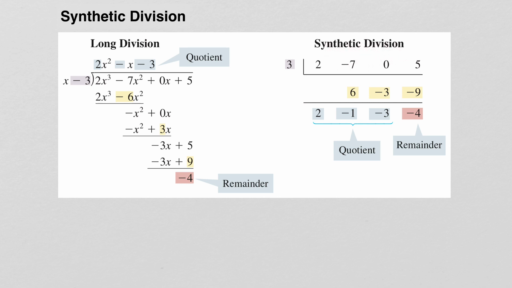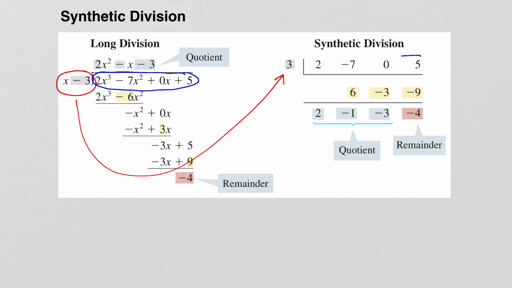Now, to set up a synthetic division problem, the first thing to notice is that when dividing by x minus 3, we're going to represent that with a positive 3 over here. And then the coefficients of your dividend here, which are 2, negative 7, 0, and 5, those are all written down here.